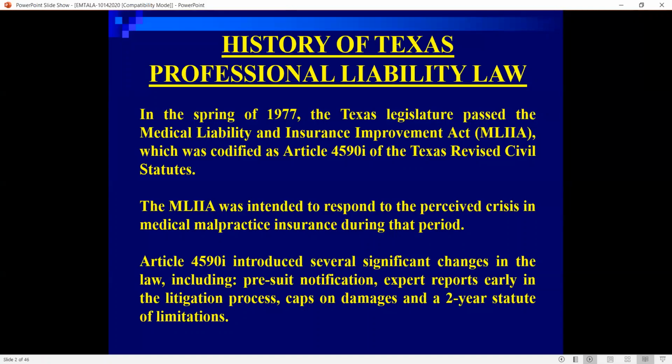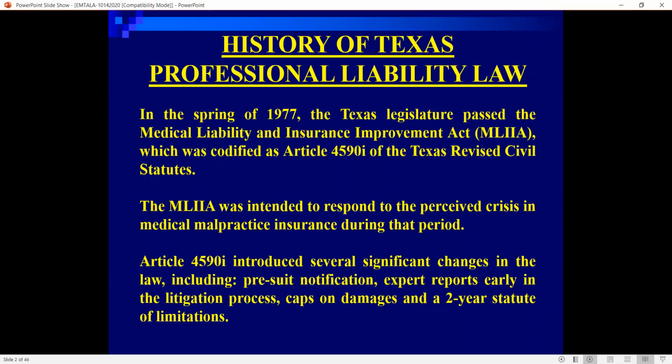So the basic history in Texas of healthcare liability law: the most recent predecessor statute to the current statute was a statute called 4590i, which was originally codified in 1977 by the legislature. It had some basic protections, but it was more theoretical than applicable regarding those protections.